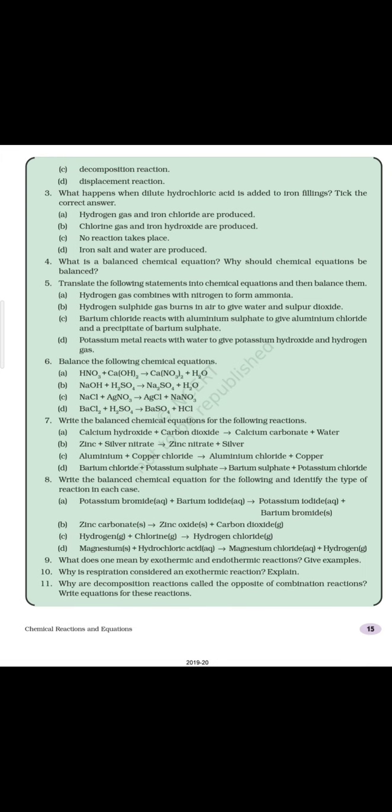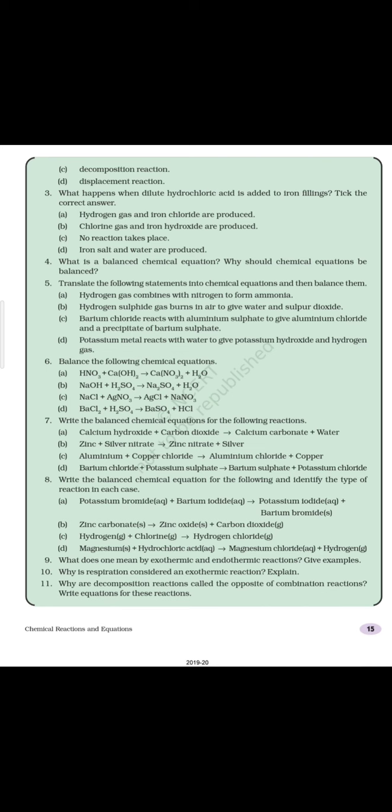Third question, what happens when dilute hydrochloric acid is added to iron filings? Whenever a metal reacts with an acid, it forms a metallic salt and releases hydrogen gas. Option A is hydrogen gas and iron chloride are formed. Option B is chlorine gas and iron hydroxide are formed. Third one is no reaction takes place. Last one is iron salt and water are formed. So the first option is correct, in which hydrogen gas and iron chloride are formed.